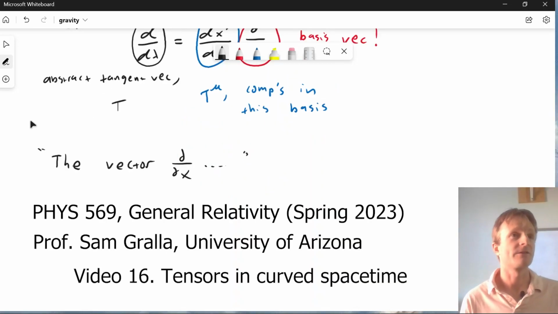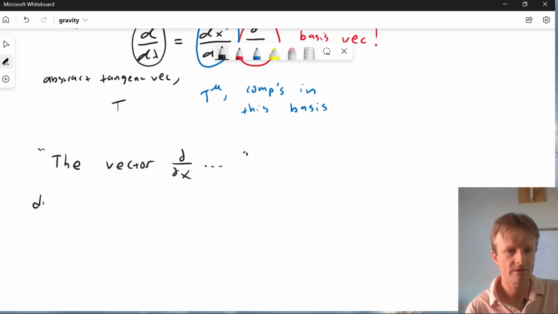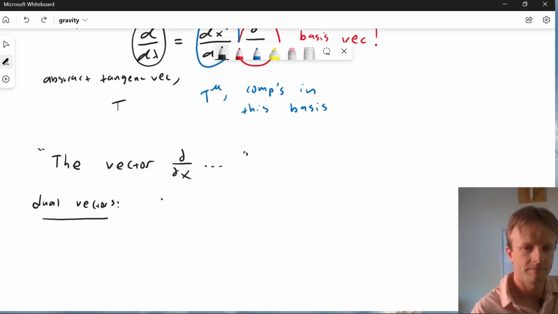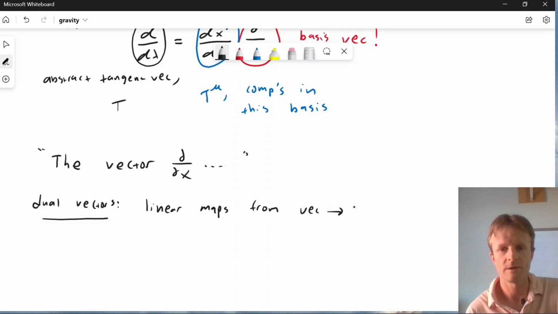Okay, now that we have vectors, we can do all the other tensor stuff. And so this is the same. So dual vectors. Those are maps, linear maps, from vectors to the reals. And we're going to introduce a nice basis.